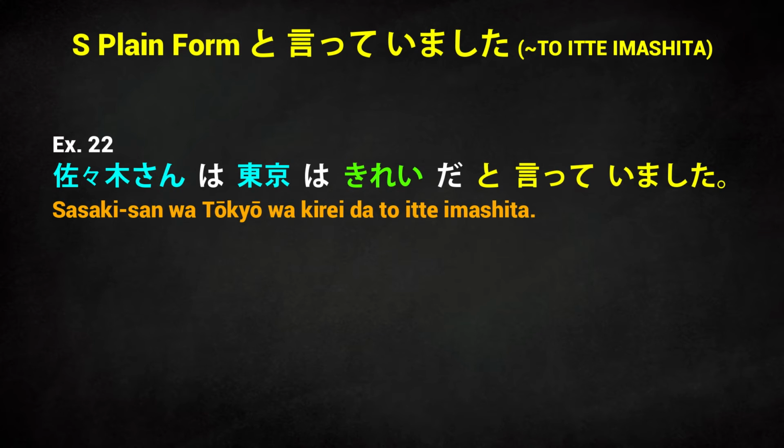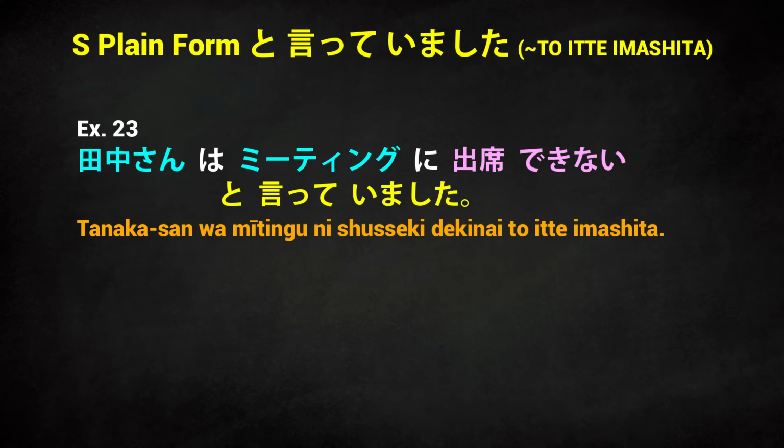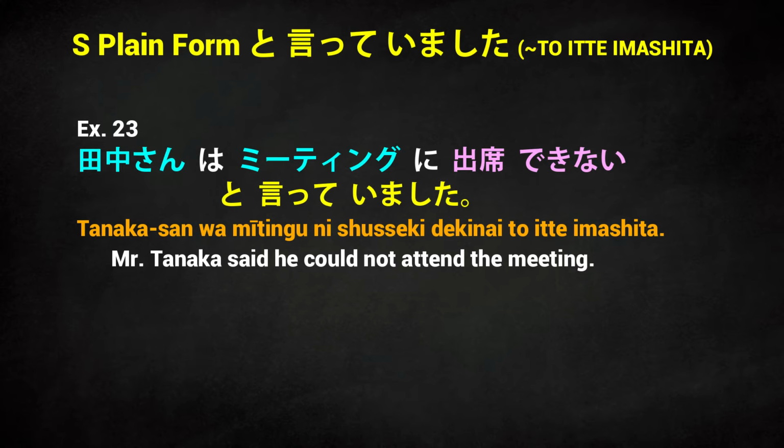佐々木さんは東京はきれいだと言っていました。Mr. Sasaki said that Tokyo is beautiful. 田中さんはミーティングに出席できないと言っていました。Mr. Tanaka said he could not attend the meeting.